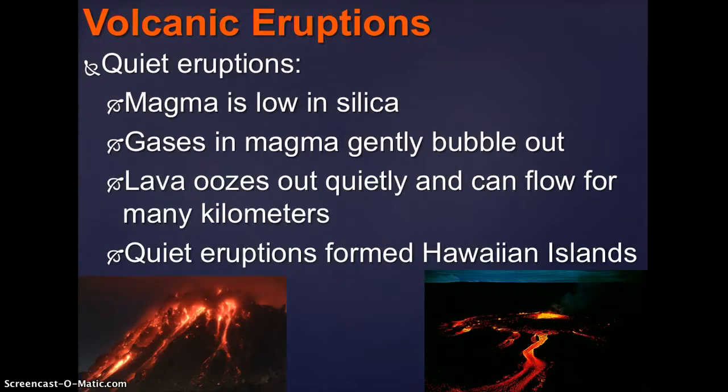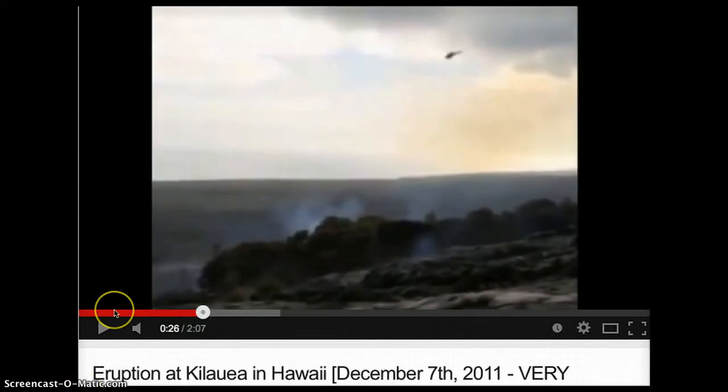Quiet eruptions have magma that is low in silica. This low silica content causes the gases in the magma to gently bubble out so lava oozes out slowly and quietly. The lava can flow for many kilometers. The Hawaiian Islands were formed by quiet eruptions. This video demonstrates quiet eruptions.